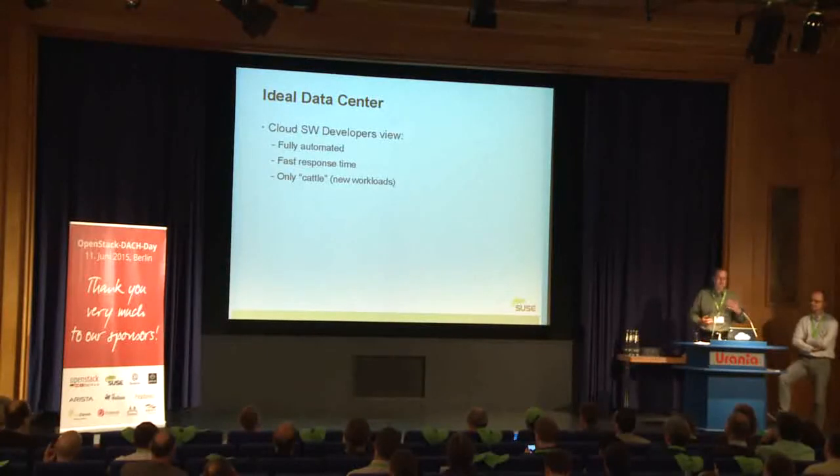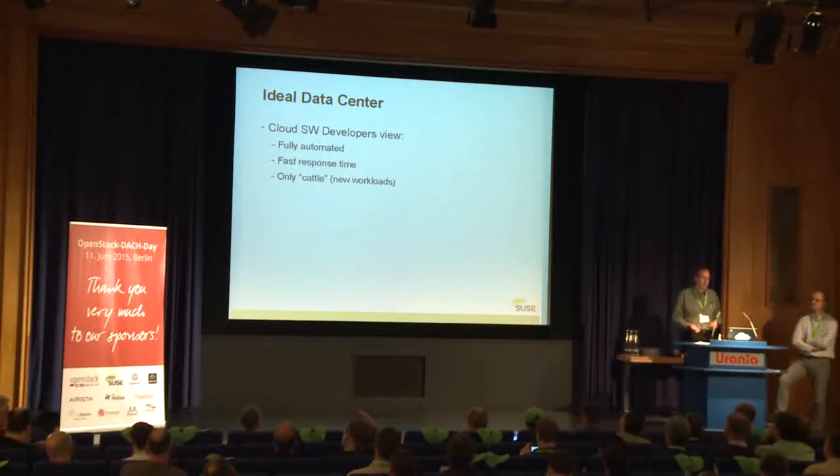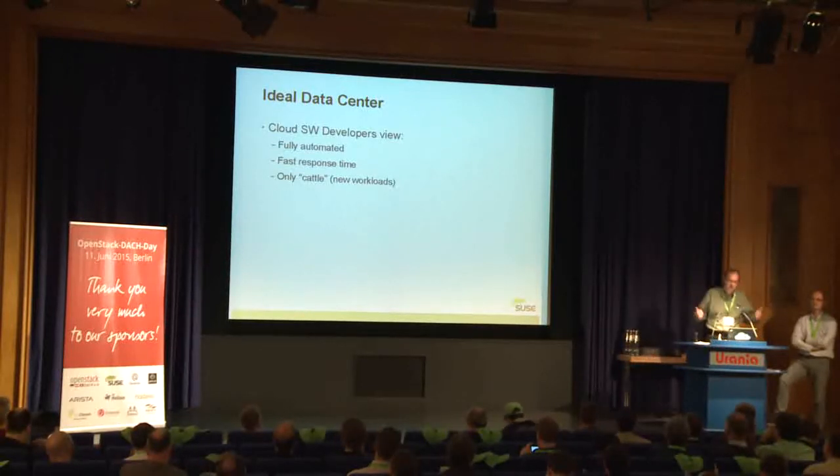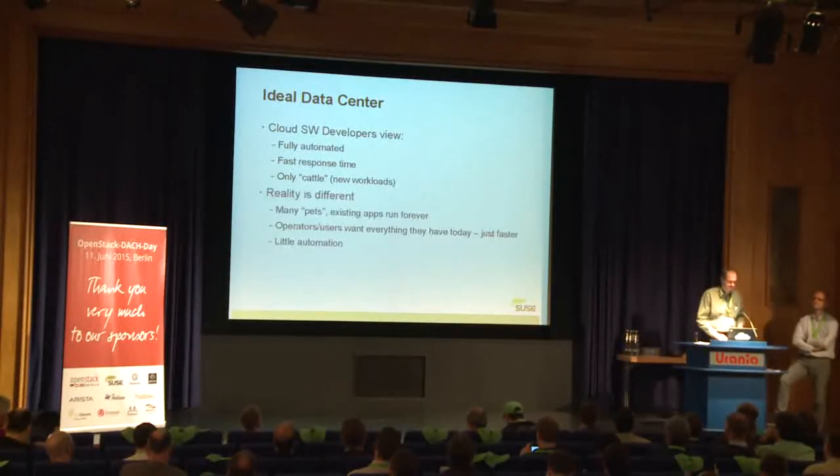If we look at the data center today, we often have a view that is very ideal of how it should look, and that's how we would love to have all the applications working. Everything is fully automated, there's a really fast response time, and we have only the new workloads, called cattle. But we all know reality is different. There are many so-called pets, different applications that you have to take care of, legacy applications that you have to take care of, and those want to run forever.